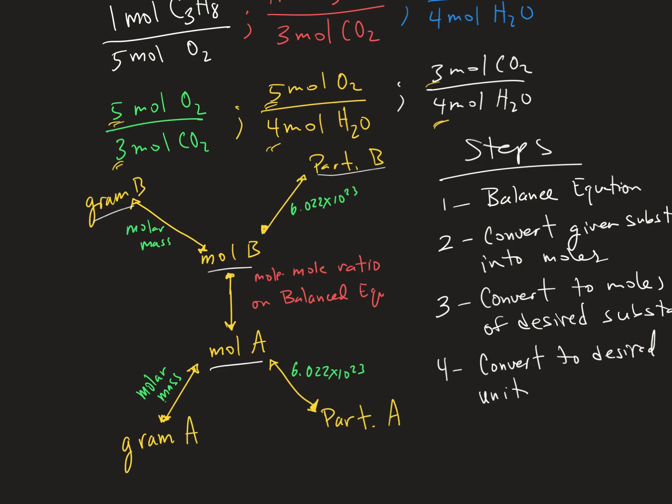Otherwise, it's always going to be a 1-to-1 ratio. And it's not always going to be a 1-to-1 ratio, guys. Sometimes it is, but not always. So just make sure you have a balanced equation.